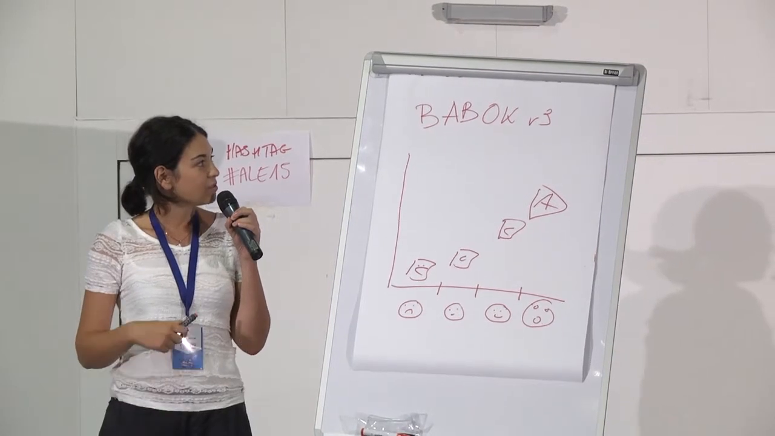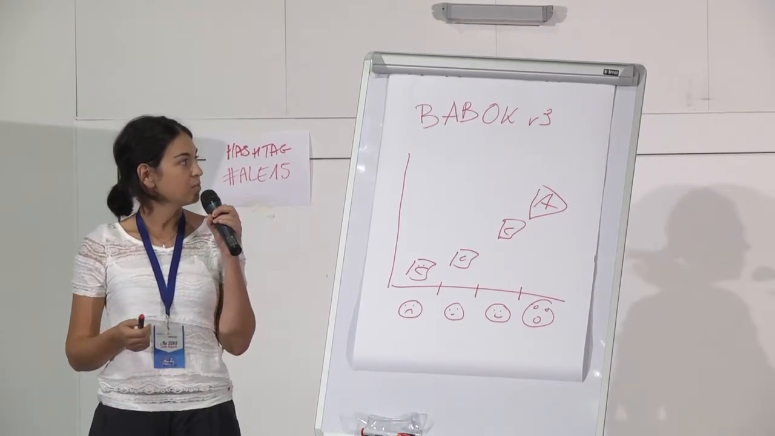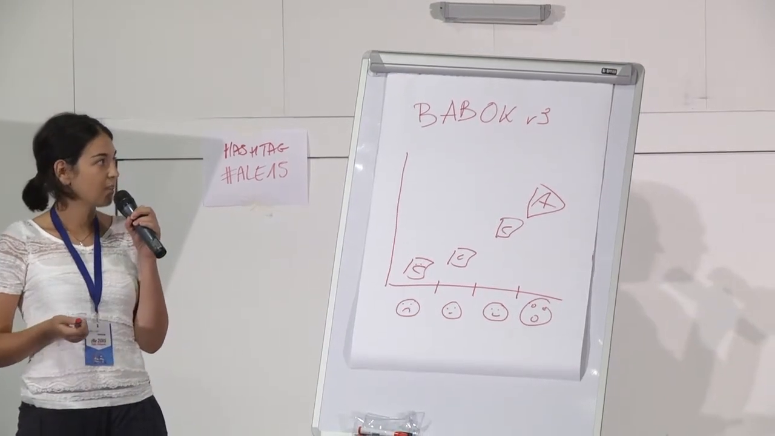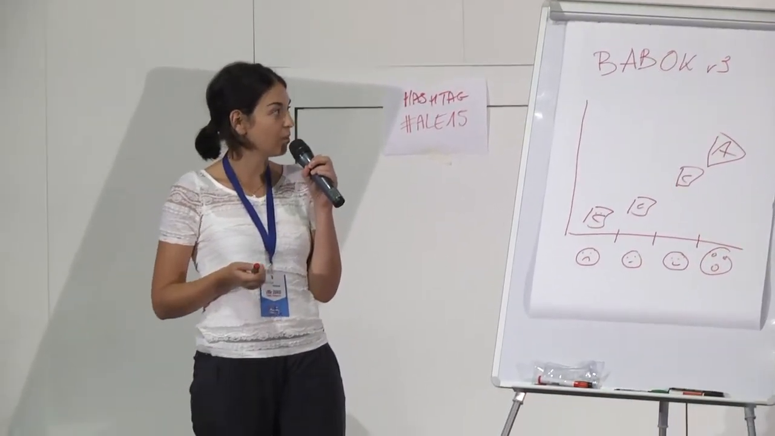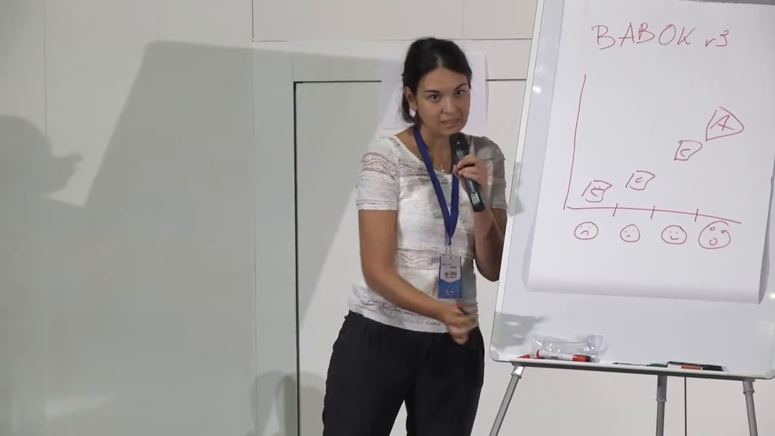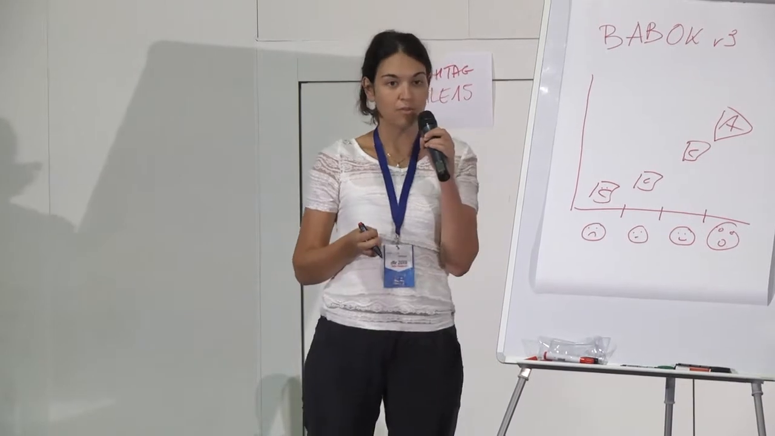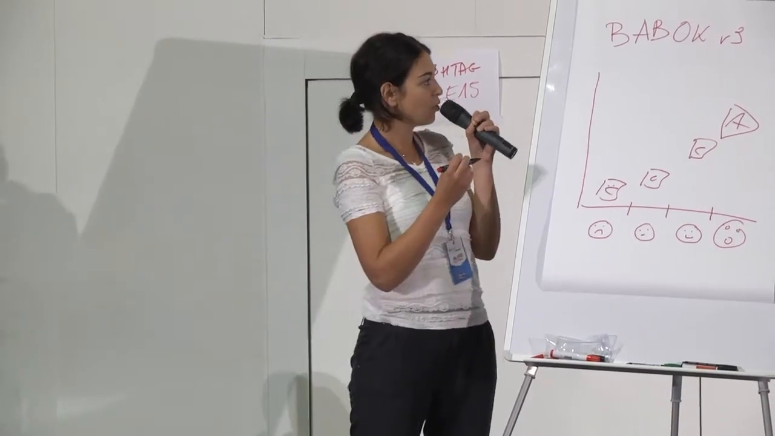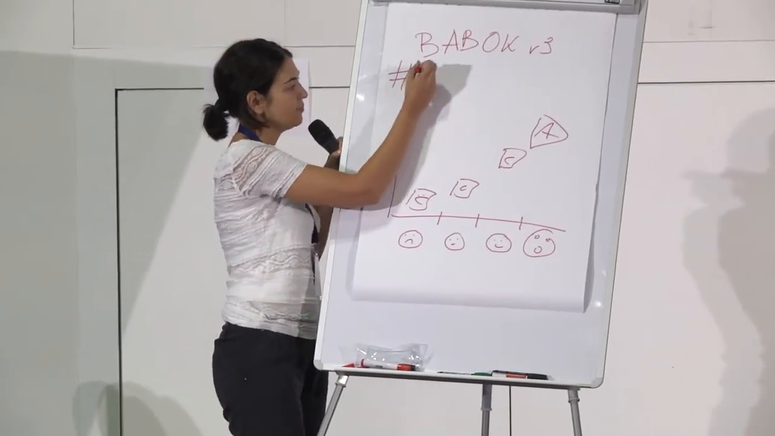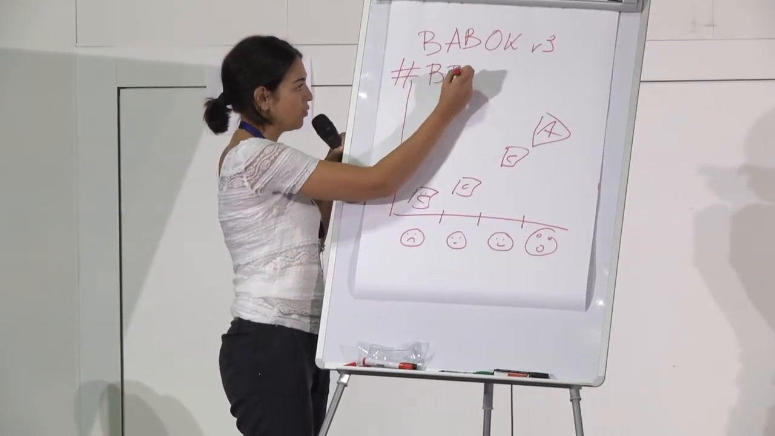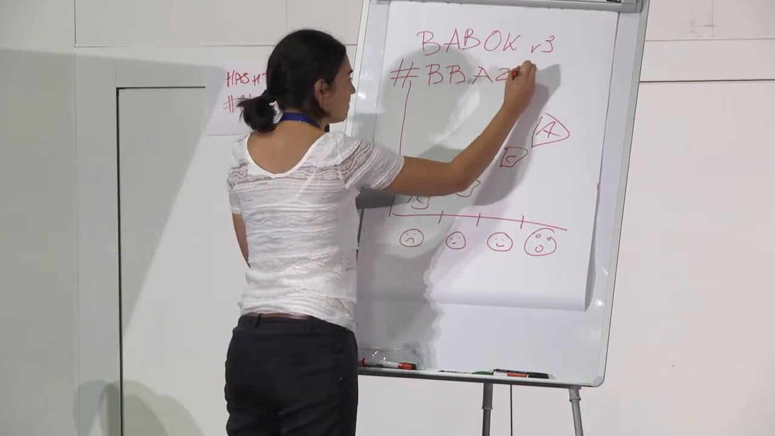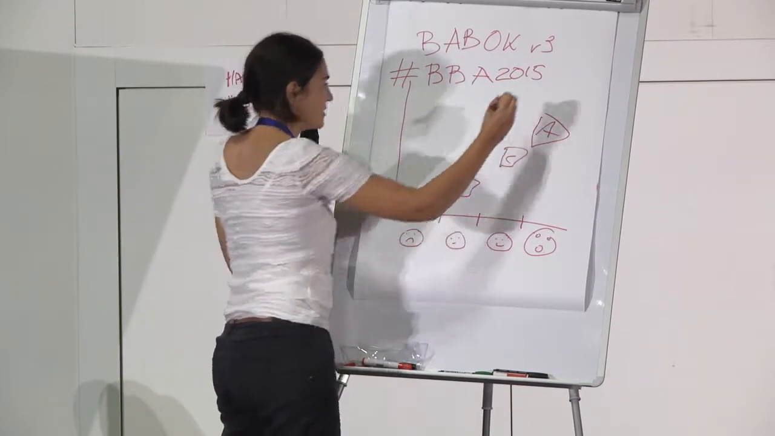And I would like to share one more thing. We will talk about BABOK and business analysis practices in the Agile world and still in the Waterfall world at an event that will take place in October in Belgrade, Serbia. You can find more information about this event at the hashtag BBA, which stands for Balkan Business Analysis 2015 conference.